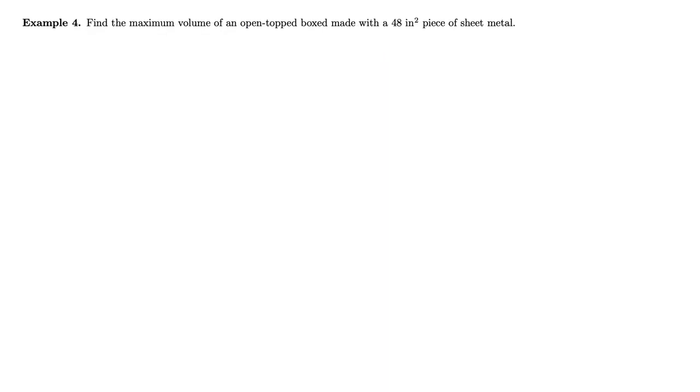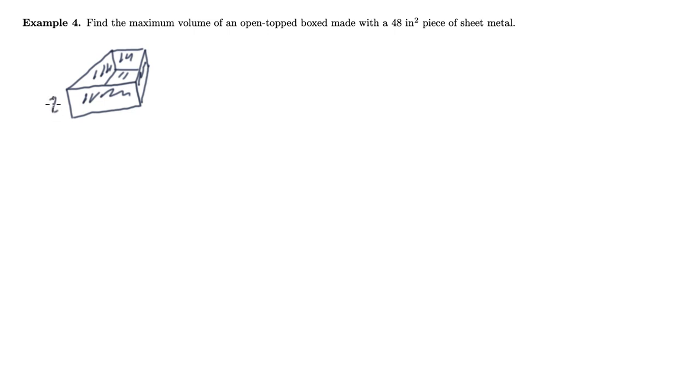All right, so we want to maximize the volume of an open-topped box. So let's draw our box here. And the constraint is that we want the box to be made with materials that have an area of 48 inches squared. Okay, so it's open topped. So this is solid, all this is solid, but the top is open.